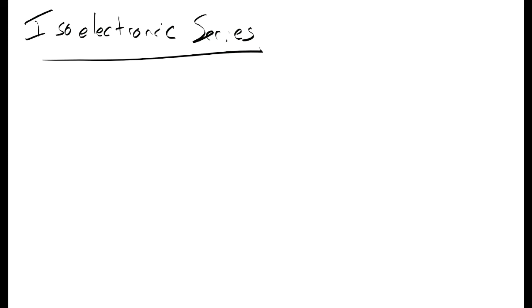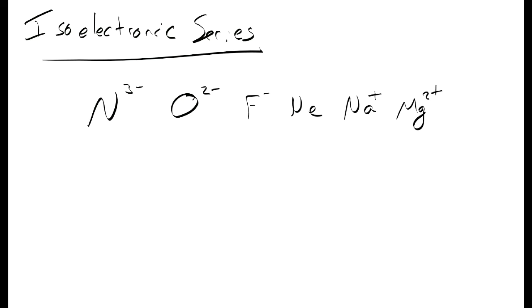It's called an isoelectronic series. Consider, for example, N3 minus, O2 minus. Oops, it's not two oxygens with one charge, it's one oxygen with a 2 minus charge. So F minus, Ne, Na plus, Mg2 plus, Al 3 plus.